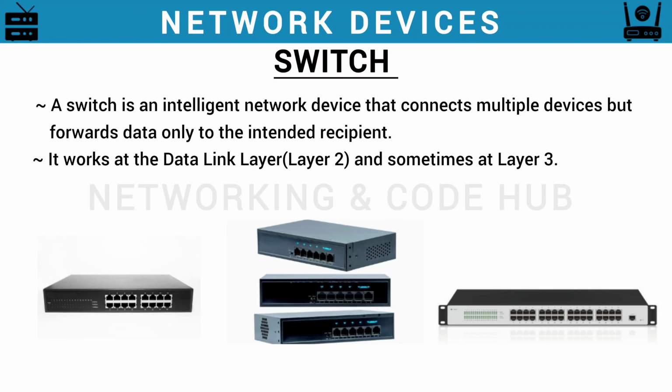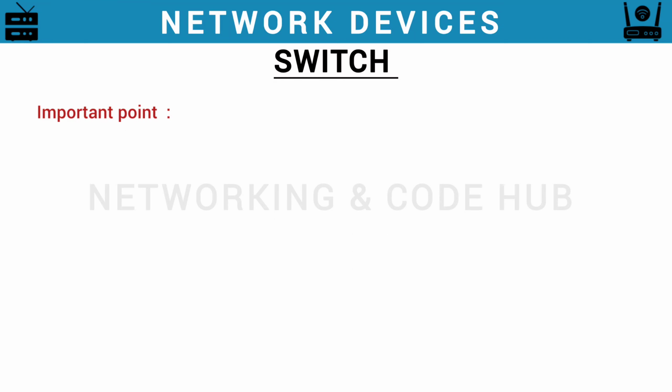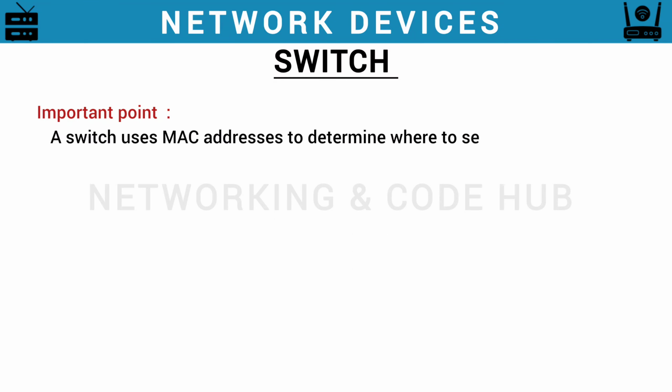A switch works at layer 2 of the OSI model, which is called the data link layer. This means it can understand and process MAC addresses. Just remember that a switch is smarter than a hub because it can decide where to send data. An important point is, a switch uses MAC addresses to determine where to send data, unlike a hub.